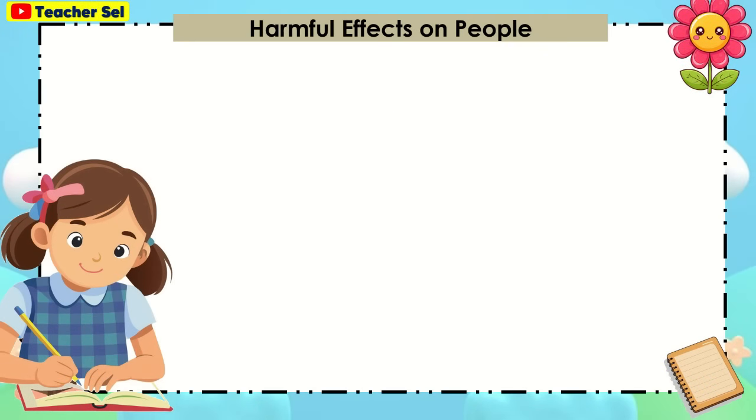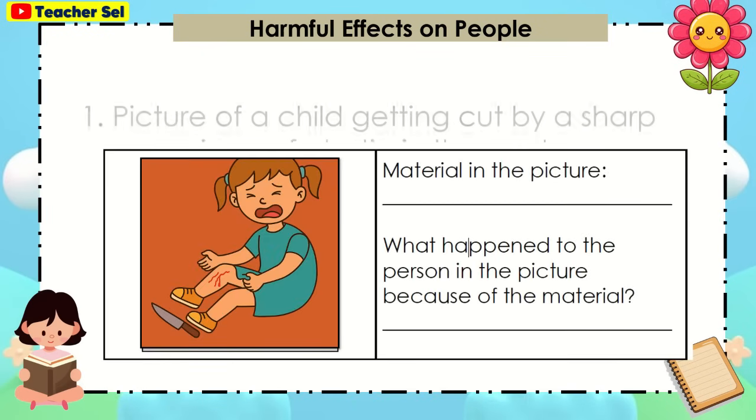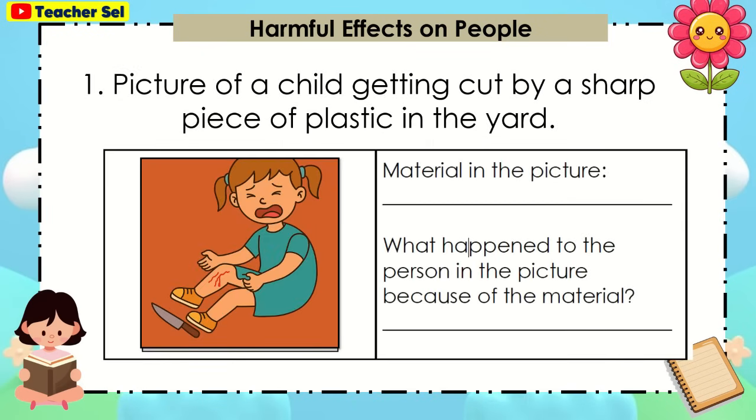Harmful effects on people. Look at the following pictures. Name the material in each picture. Describe how it changed and explain how it can be bad for people's health and safety. First picture, picture of a child getting cut by a sharp piece of plastic in the yard. What is the material in the picture? What happened to the person in the picture because of the material?